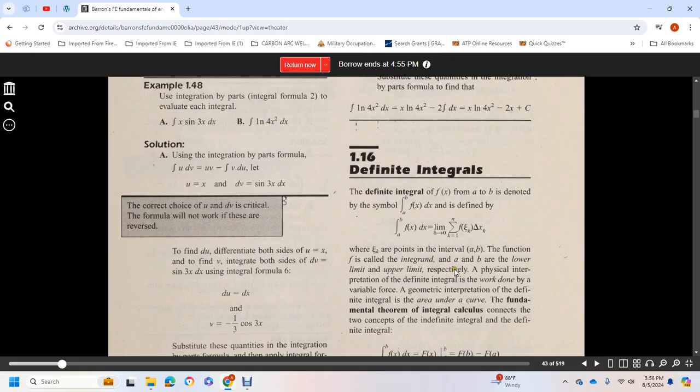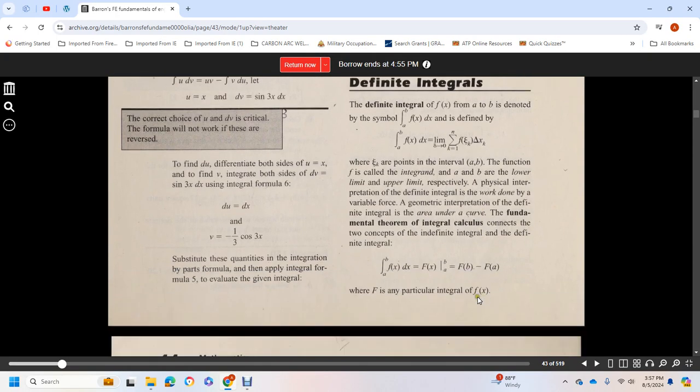the lower limit and upper limit, respectively. The physical interpretation of a definite integral is work done by a variable force. The geometrical interpretation of the definite integral is area under the curve. The fundamental theorem of integral calculus connects two concepts: the indefinite integral and the definite integral.